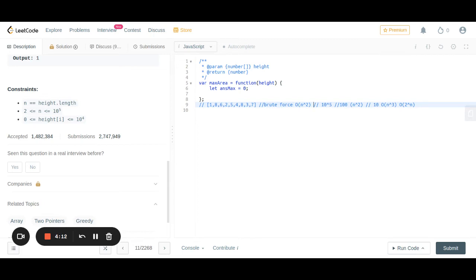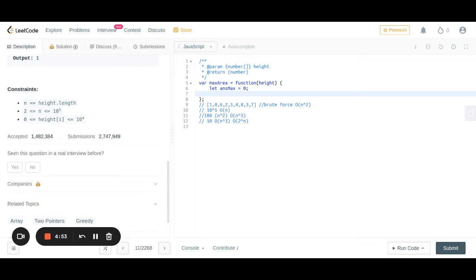So for 10 raised to 5 we need a linear solution, for 100 we need a square solution. This is a rough idea which the constraint will give you. And cube can also work over here, but we can try both. If the constraint is 10 raised to 5, then you should look for a linear solution. If the constraint is like 100, then you can go for square or cube. And if the constraint is like 10, any solution will work: linear, n cube or 2 raised to n.